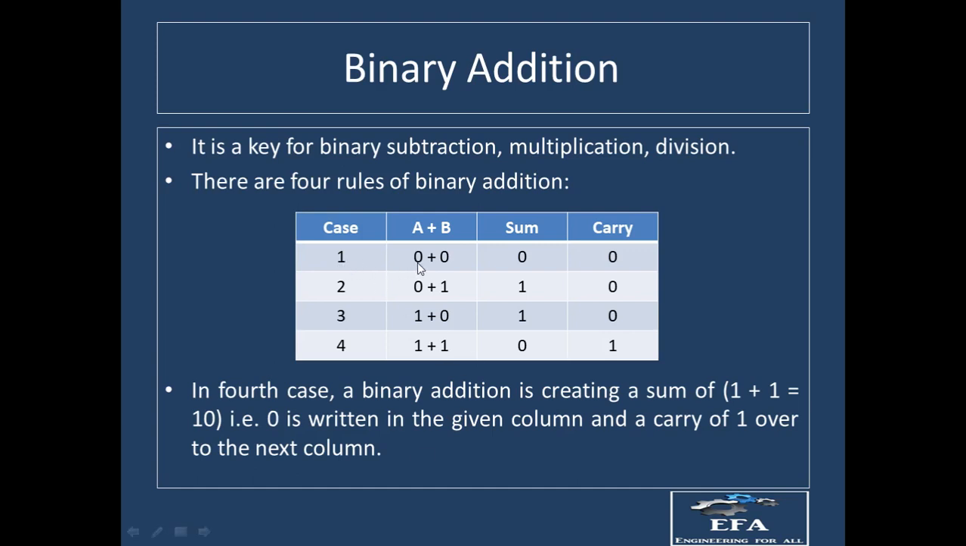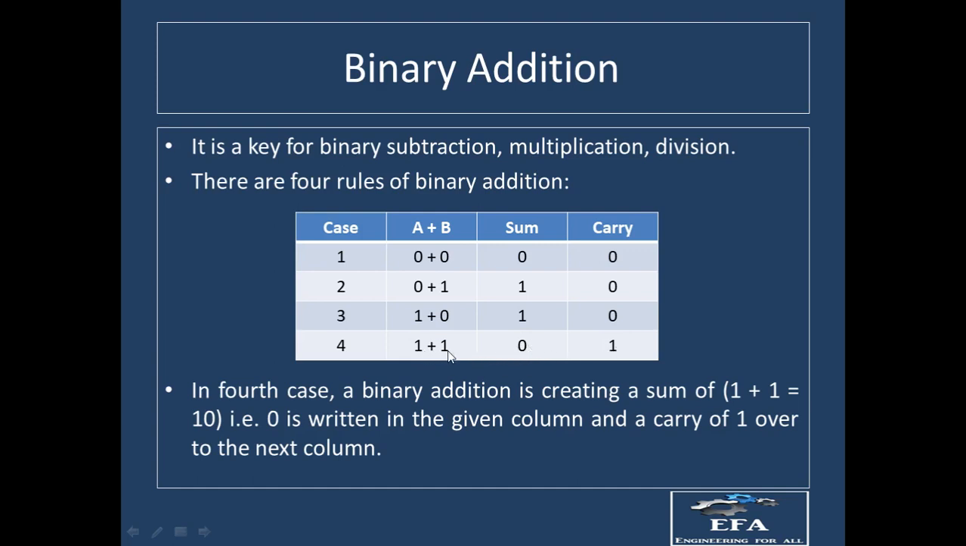The first case is, if we add 0 with 0, we'll have 0 as our output and 0 will be carried. If we have 0 and 1 to add, 0 plus 1 will be equal to 1 and carry will be equal to 0. In the third case, we have 1 plus 0, the sum will be equal to 1 and the carry will be equal to 0. And in the last one, if we have 1 and 1, then 1 plus 1 will be equal to 0 as the sum and 1 as the carry.